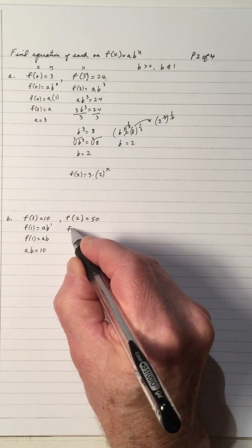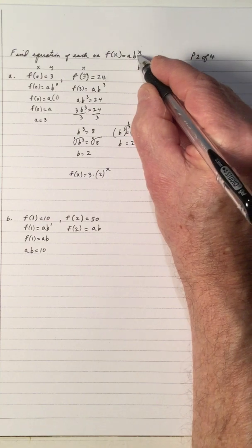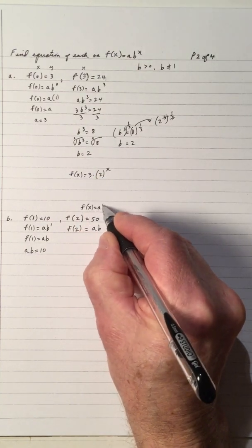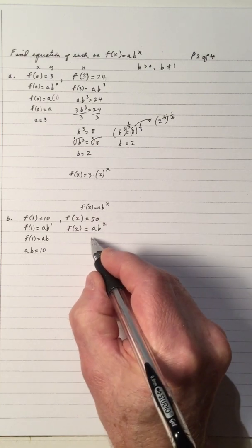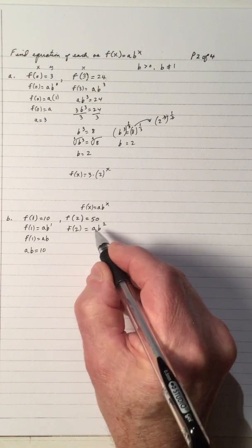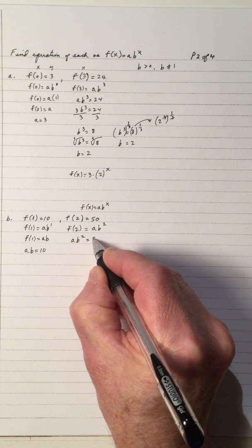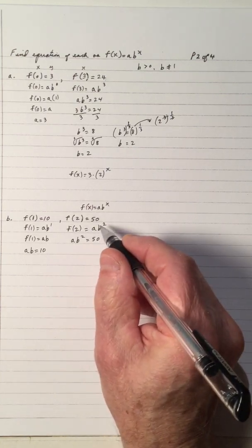So the f of 2 is 50, and again, remember, we're dealing with the f of x equals a, b to the x. So we're putting a 2 in the place of x. So if the f of 2 is equal to 50, and the f of 2 is equal to ab squared, so ab squared is equal to 50 by transitive property or substitution.